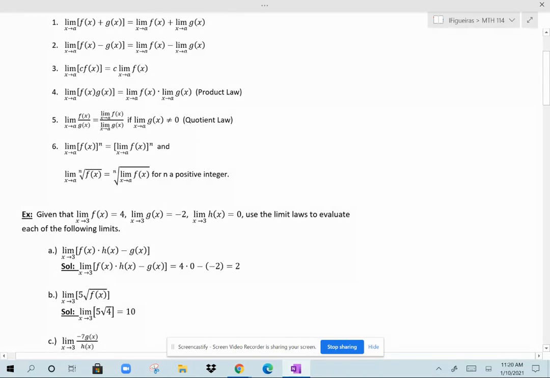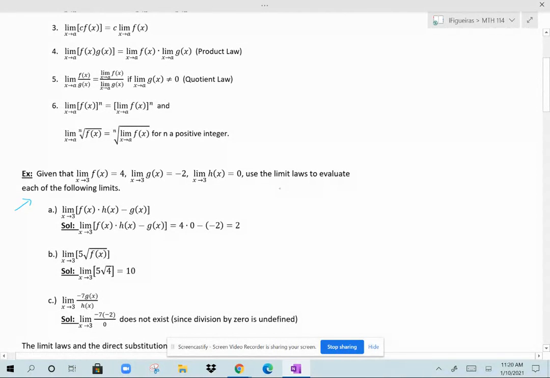So here we'll use some of these limit laws to evaluate. You're given that the limit as x approaches 3 of f of x equals 4. The limit as x approaches 3 of g of x is negative 2. The limit as x approaches 3 of h of x equals 0. And we're going to use the limit laws to evaluate each of the following.